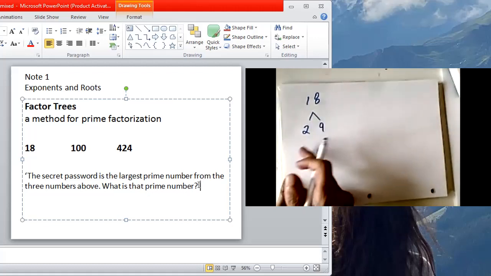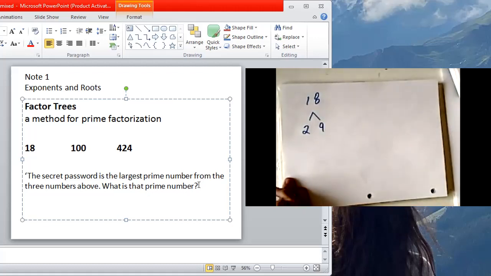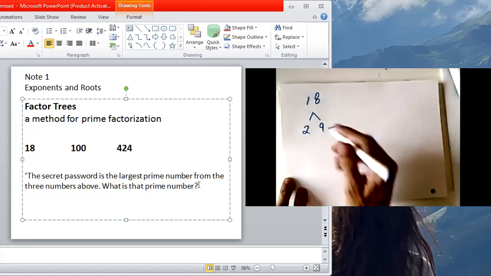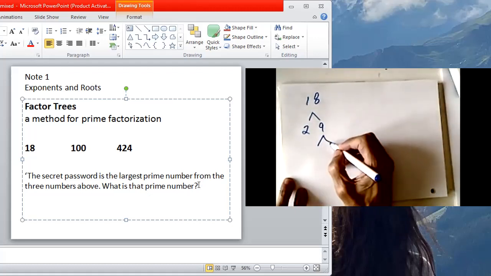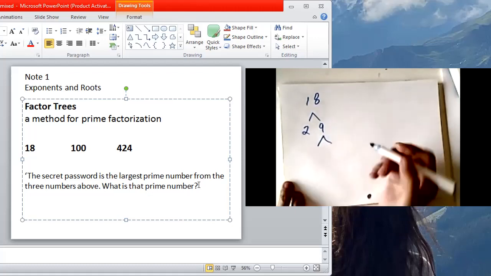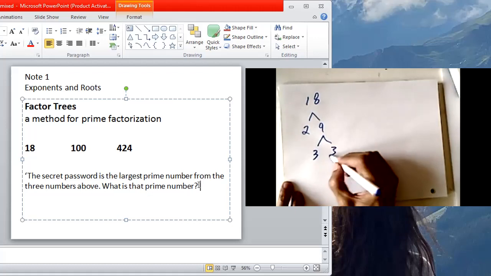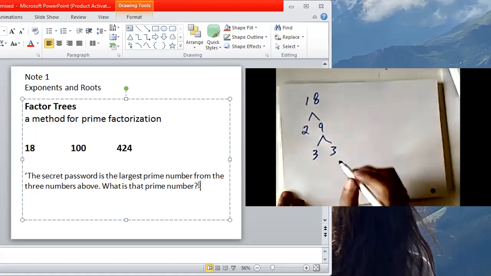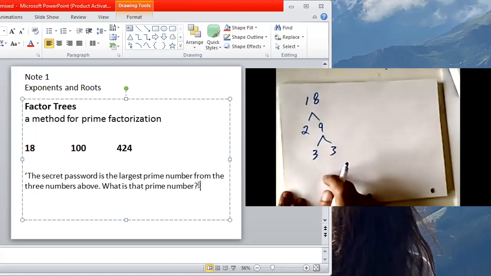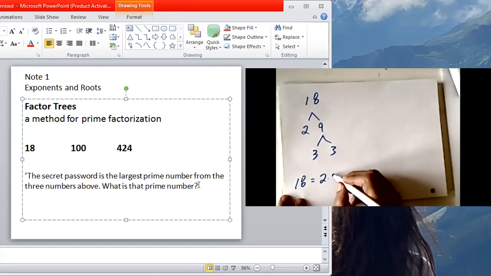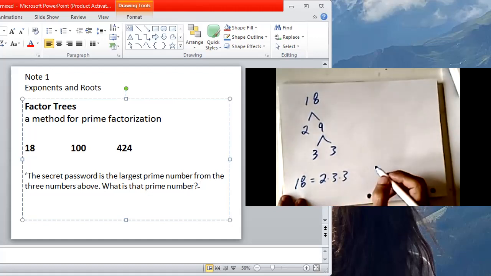You could say 3 and 6 if you like. Doesn't matter. In fact, we might actually do it just to show you. And then once you have those down, you do the next one. What two numbers give you 9? 3 times 3. And so what is the prime factorization of the number 18? 18 is the same as 2 times 3 times 3.